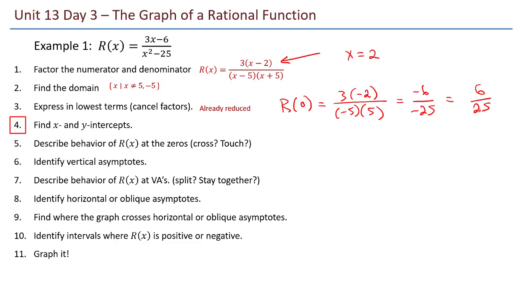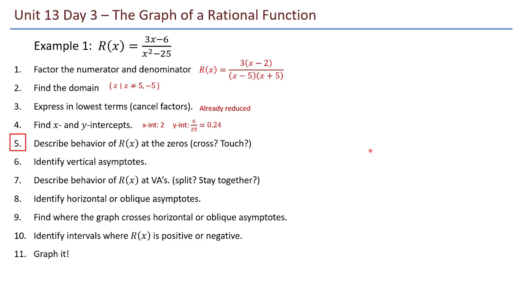That's my y-intercept. So thinking about the graph of this thing, the graph of the function crosses the x-axis at exactly one point, the point 2. And it crosses the y-axis at exactly one point, this point 6/25. All right, so now we know where this function crosses the two axes.